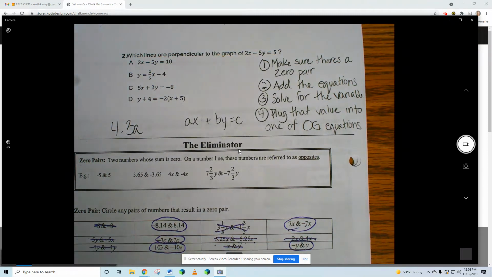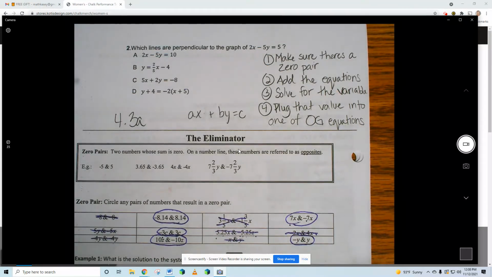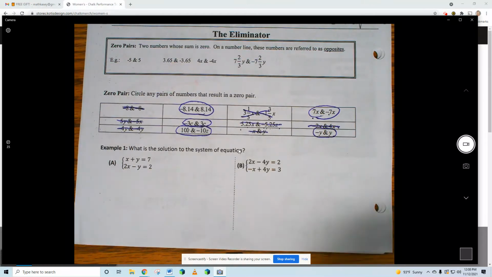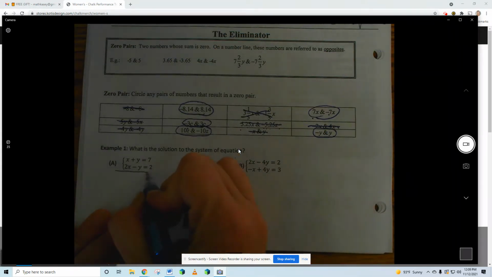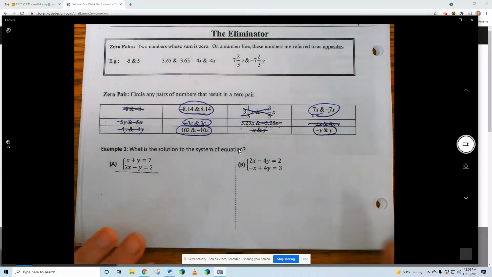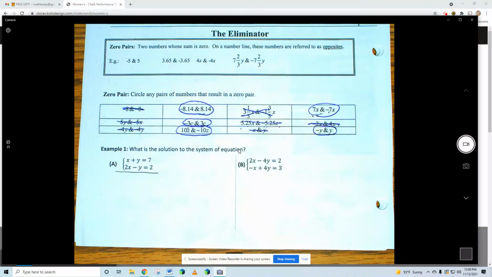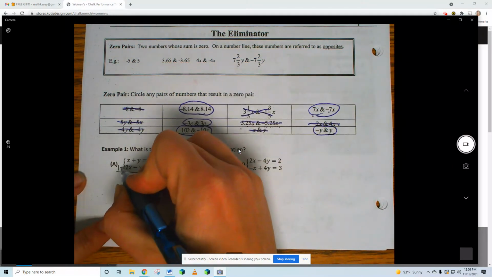Okay, all right, so let's follow these steps. I am trying to cancel out either an X or a Y, so I'm looking for a zero pair. When I look at number 1, I'm looking at the X's. That's not a zero pair. And then I look at the Y's. That is a zero pair. So I need to pay attention to this. We're going to do an addition problem, which means I get to cancel something out. Can you put a big line underneath these two standard form equations? Can you put a big plus sign?